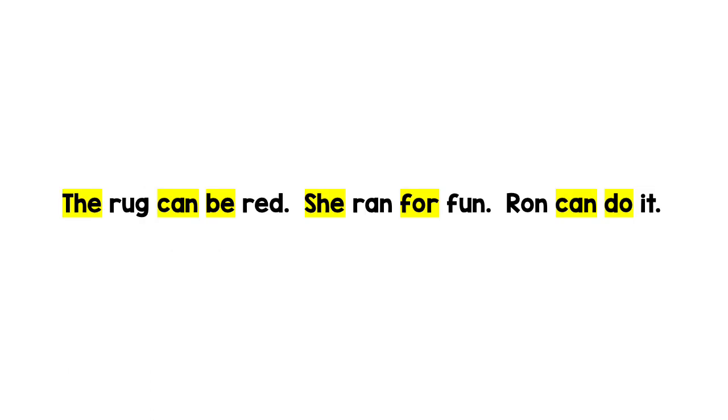Let's read our decodable sentence. We'll start by reviewing some of the high frequency words we've already learned in kindergarten. The, can, be, she, for, can, do. Push pause now and practice reading the decodable sentences 3 times to an adult.